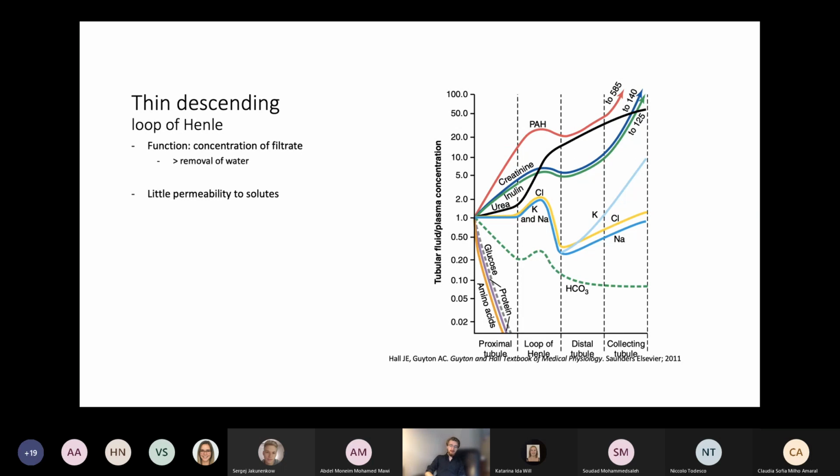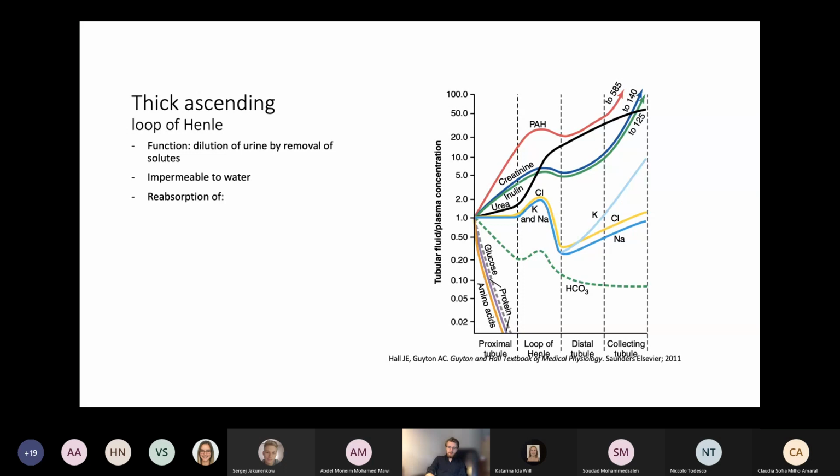Now, let's continue. The thin descending loop of Henle. What is the function of the thin descending loop of Henle? It is the concentration of the filtrate. How is it doing that? It is removing water by the free diffusion across the membrane of the descending loop. Virtually no transport of solutes goes on in the descending loop of Henle, which causes our small increase, as you can see in the diagram here, small increase in concentrations of practically every single solute in the thin descending loop.